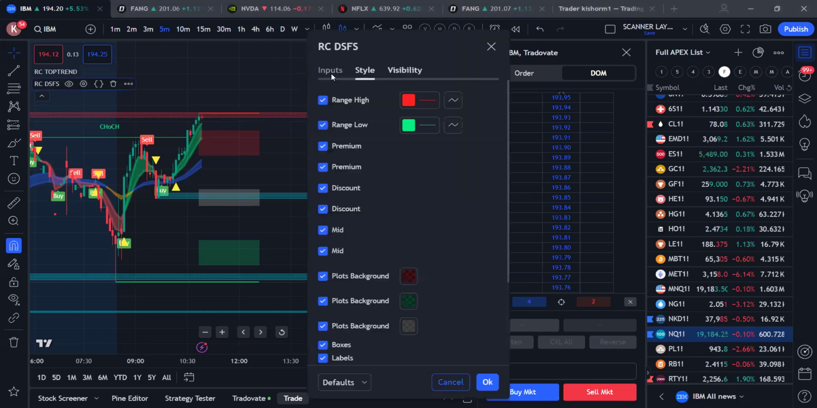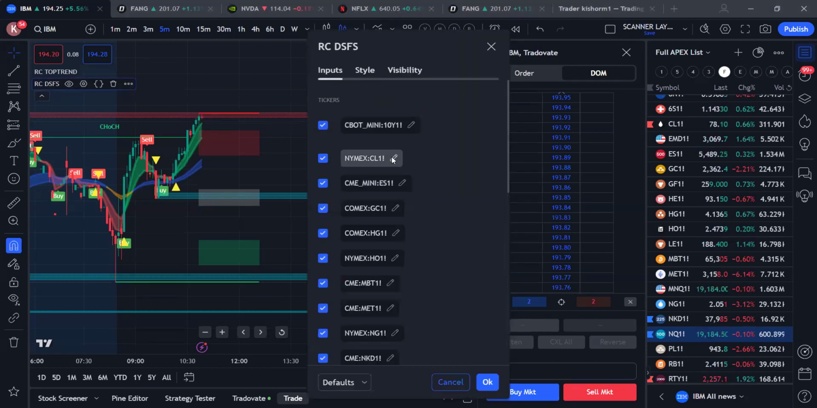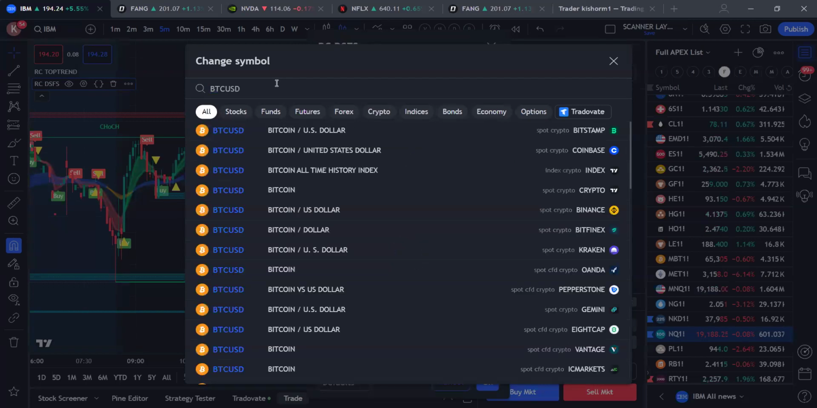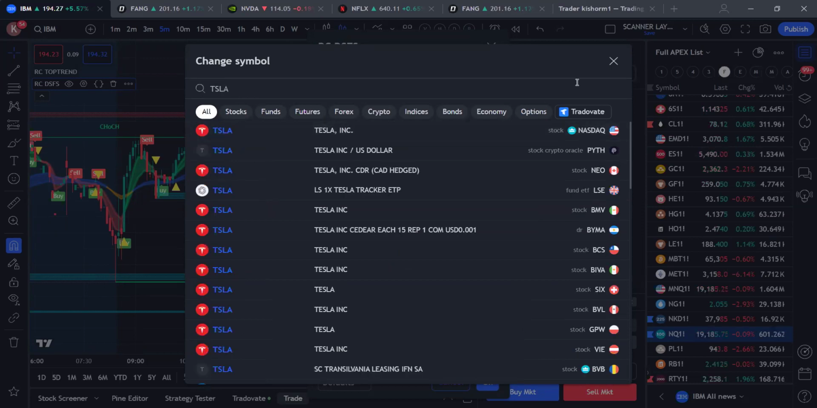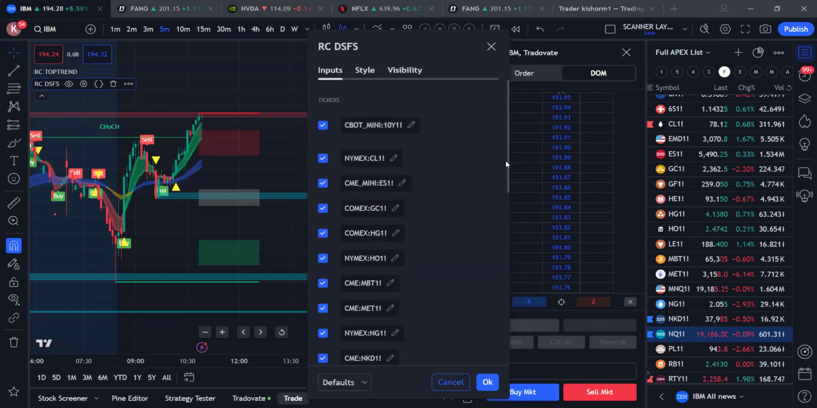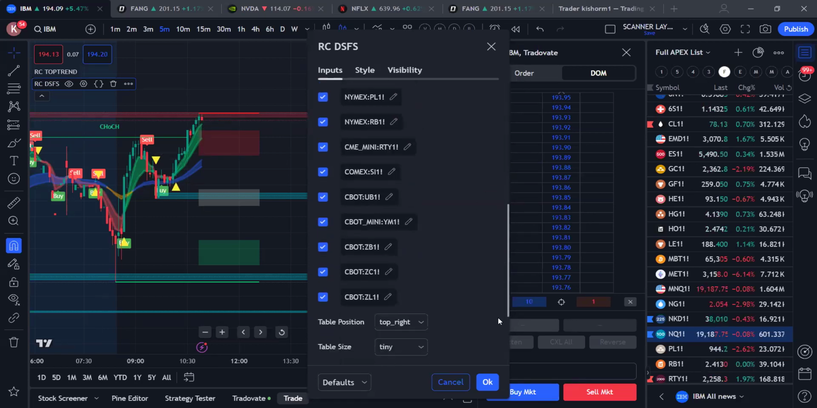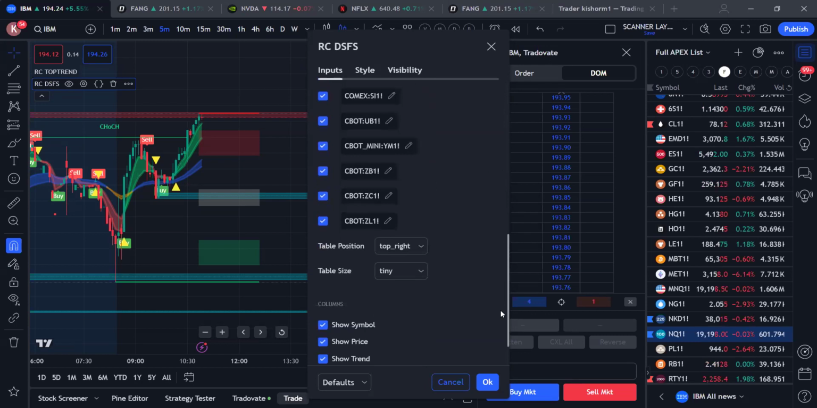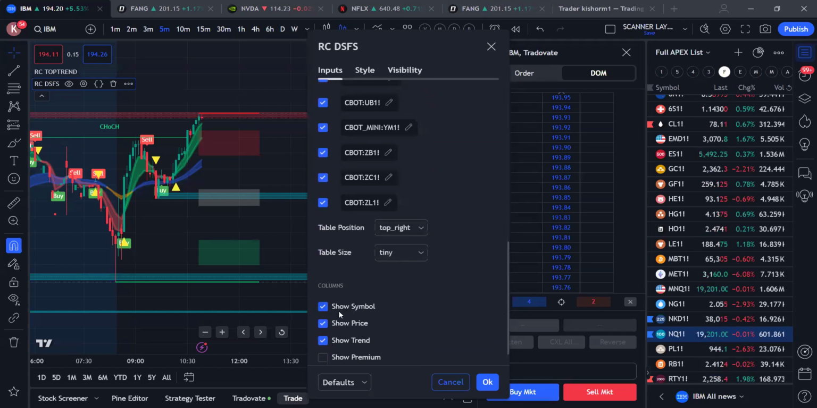For example, if I want to use it for cryptocurrencies, you can change this one to Bitcoin USD and select that, or if you want to trade Tesla, you change it to Tesla. In that way, whatever tickers you want, you can have them. If you are not a futures trader and want to use it only for stocks, you can put all the stocks which you generally trade. If you are a currencies trader, you can have all the currencies here. If you are a crypto trader, you can put all the crypto, Dogecoin or Bitcoin, Ethereum, all the cryptos here. So whichever you want, you can put, and you can see symbol, price.